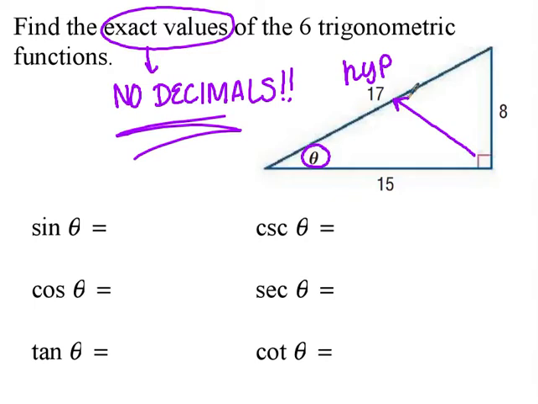Because between these 2, which one is actually opposite the angle? Which one doesn't touch the angle? 8. 8 is my opposite, which therefore leaves 15 to be the adjacent. Another way to think about that, the adjacent always touches the angle. The adjacent and hypotenuse always touch the angle. So now sine I know is opposite over hypotenuse. My opposite side is 8, my hypotenuse is 17, so 8 over 17 is your answer. You can't reduce it, so you leave it 8 over 17. What about cosine?